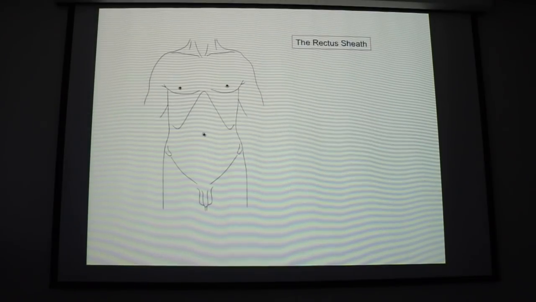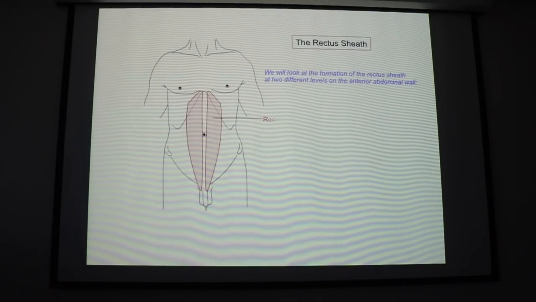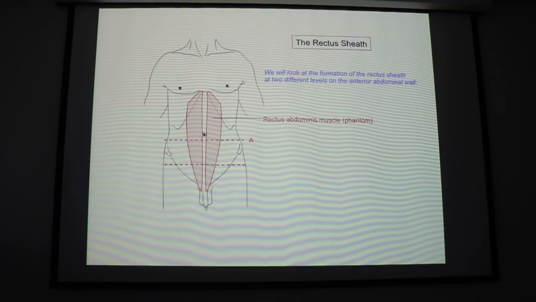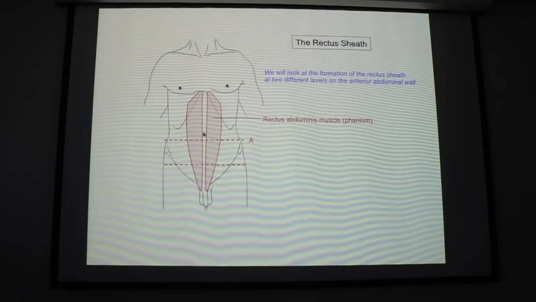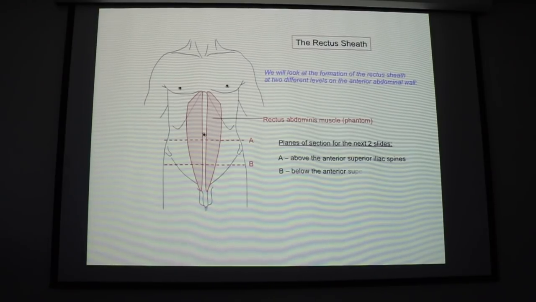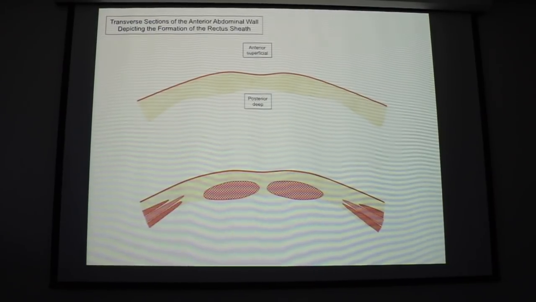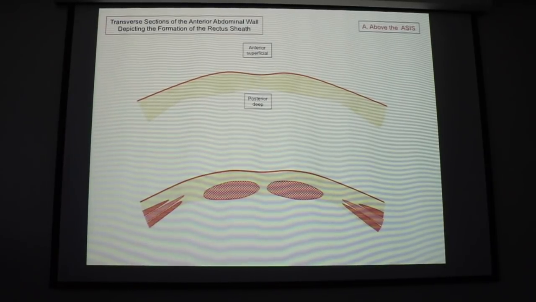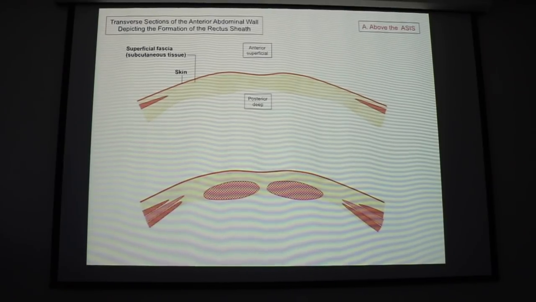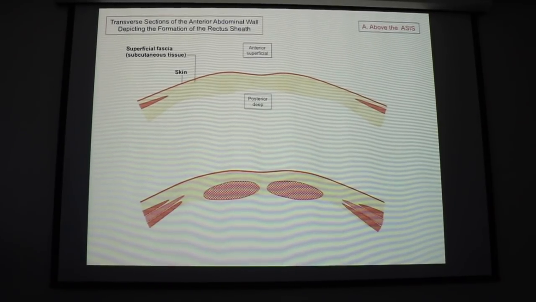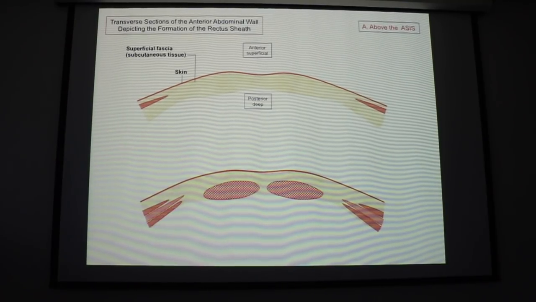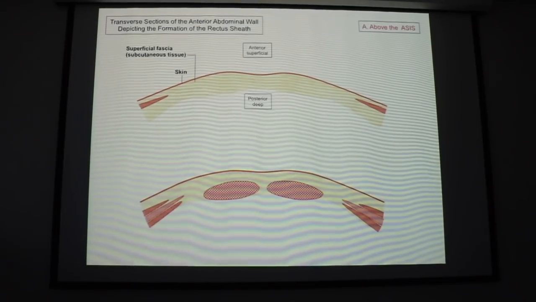Now, going further, rectus sheath. We know there is the rectus abdominis muscle. To understand that, we make two sections. One is above the anterior superior iliac spine, one is below the anterior superior iliac spine, at point A and point B. So this is above the anterior superior iliac spine. What we can see is skin, superficial fascia. There is no deep fascia. In the abdomen, there is no deep fascia. If some book writes it, it is just a representative, just a non-functional fascia.